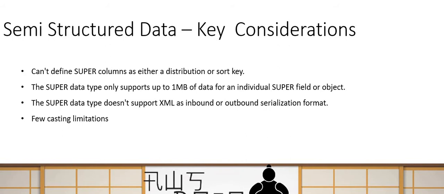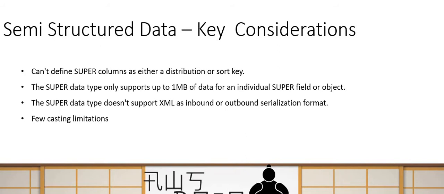The document size within your super data type should not be more than 1 MB. So your document should be a maximum of 1 MB. If you have more than 1 MB, then you might want to split your JSON document into multiple documents and store them in multiple columns. It does not support inbound and outbound XML serialization. So the super data type does not support XML serialization.